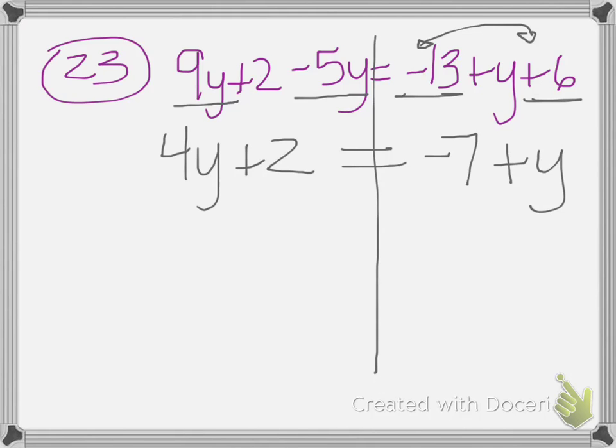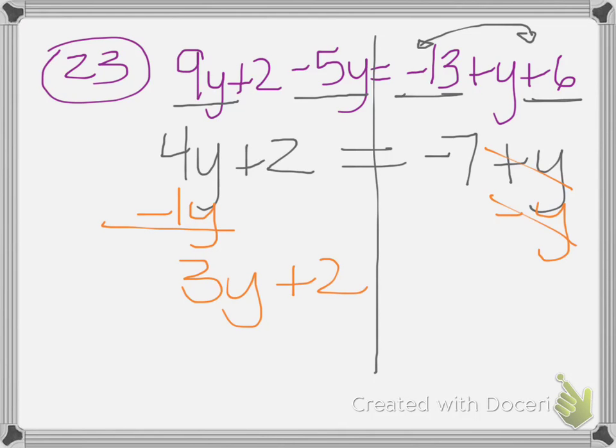Now I have a four-term equation again, so I move this smaller variable. The smaller one is the y by itself, so I'm going to write minus y underneath here. And then over here I'm going to write minus y. And since that y is by itself, it's like saying minus 1y. So that means I now have 3y. So 3y plus 2 equals negative 7.